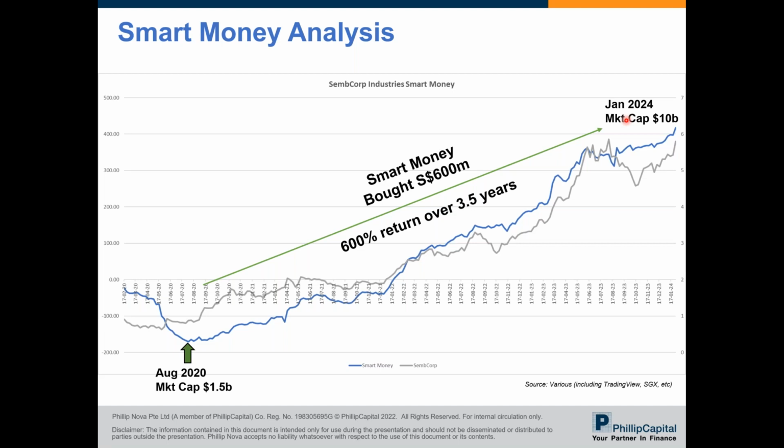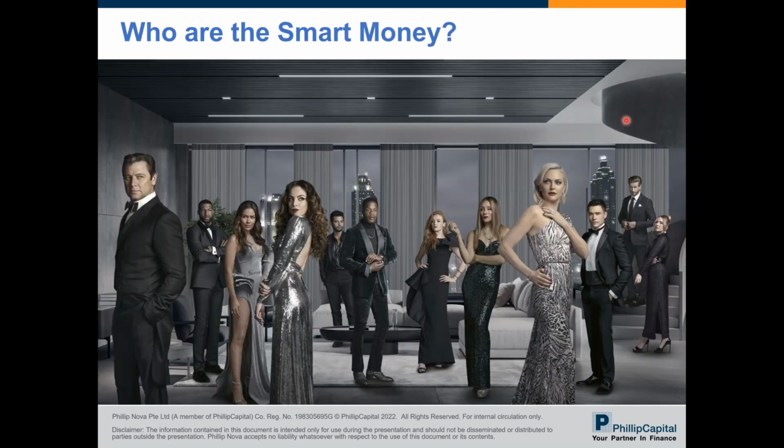So who are these smart money? The smart money is basically referring to the institutional funds, hedge funds, foreign investors, or it could be our very own sovereign wealth funds, Temasek or GIC and such. We do not actually know who they are, who this smart money is, but as a group, we know that they are investing as professionals.